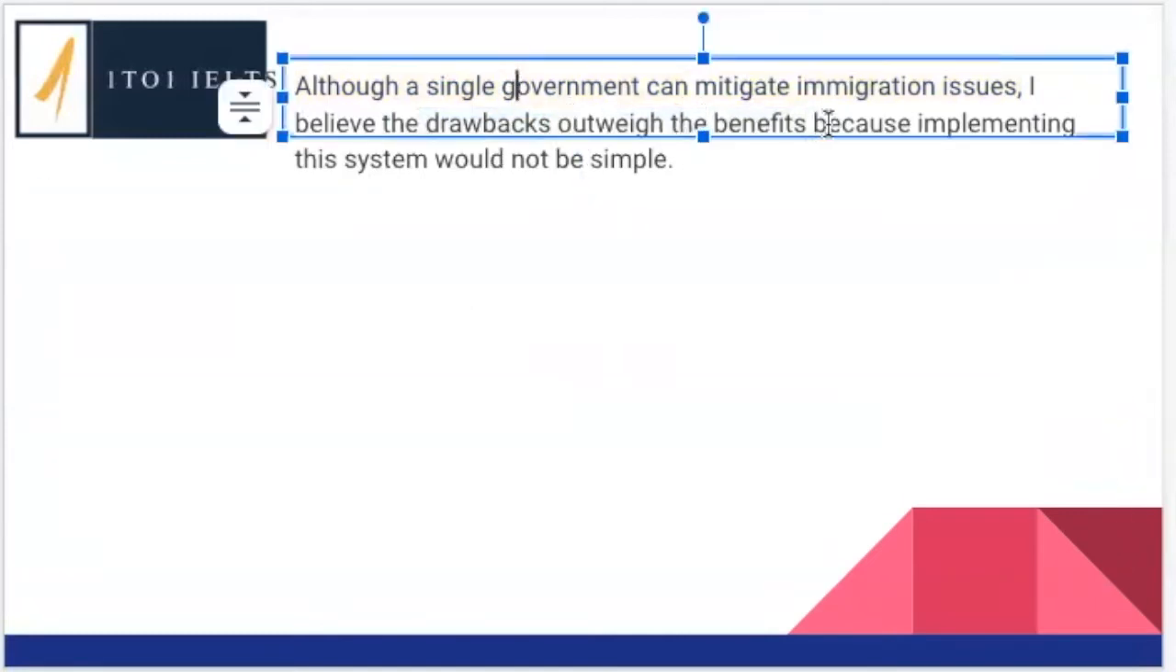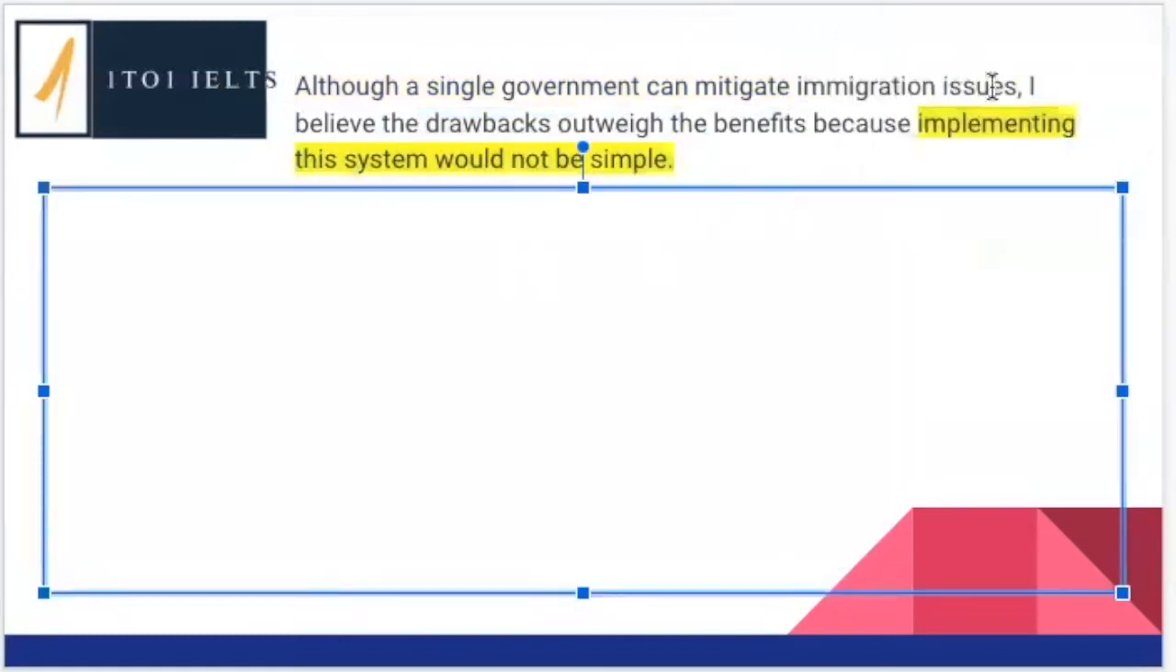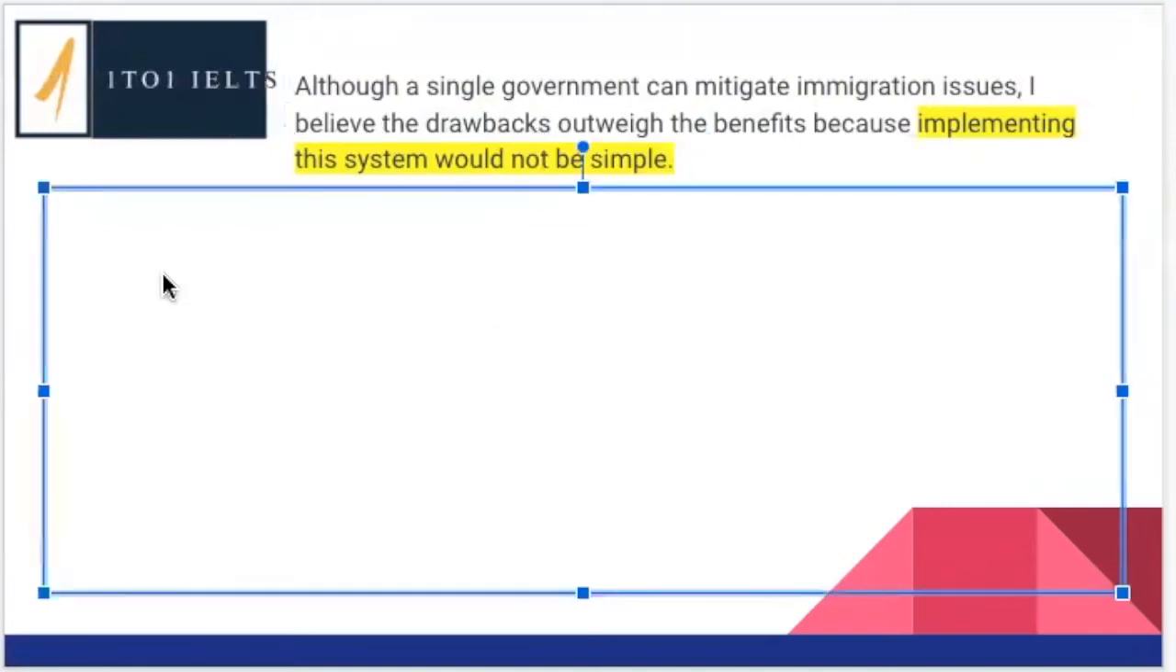So why? What is our main idea here? And this is what we're going to be writing topic sentences about. So implementing the system would not be simple. So again, same idea, this 4-part structure. This time we need to indicate we're talking about a drawback. Then we're going to say, what is a drawback of? Those two joining words. And then we're going to have a look at just to state our main idea.